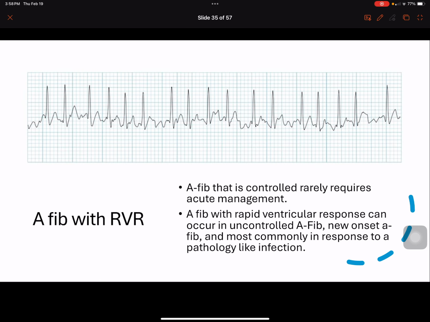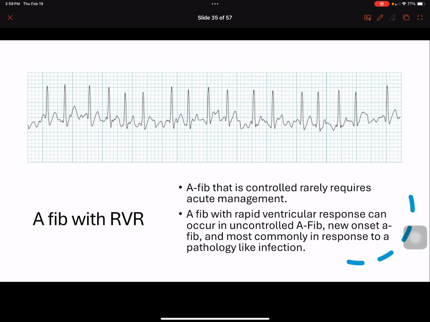But AFib with rapid ventricular response, now we can see the ventricular rates can be very high, anywhere from 150, 180, 220, 280. It can be very fast, and these patients can become unstable. So if you see an irregular rhythm that looks like this, it's irregularly irregular, it doesn't have any discernible P waves, it's narrow, and it does not appear to have any sort of pre-excitation or WPW-like appearance. I don't see delta waves. I don't see a widened QRS. So it looks like regular old AFib with a rapid ventricular response.